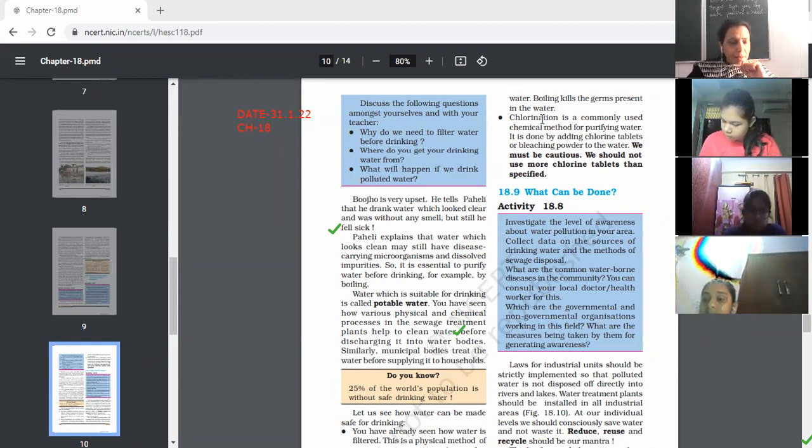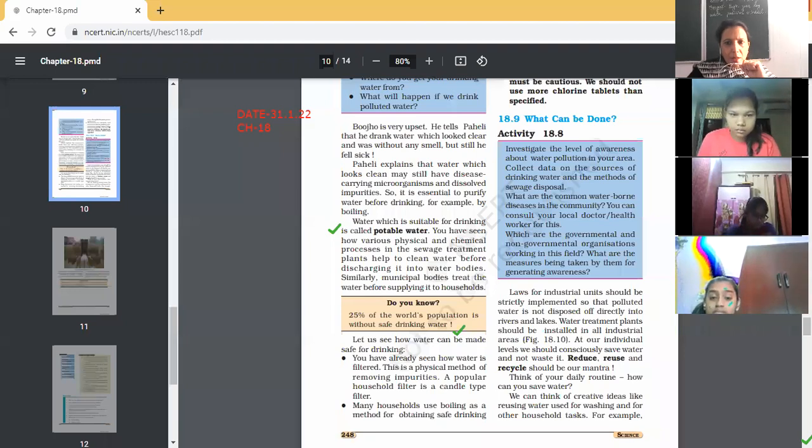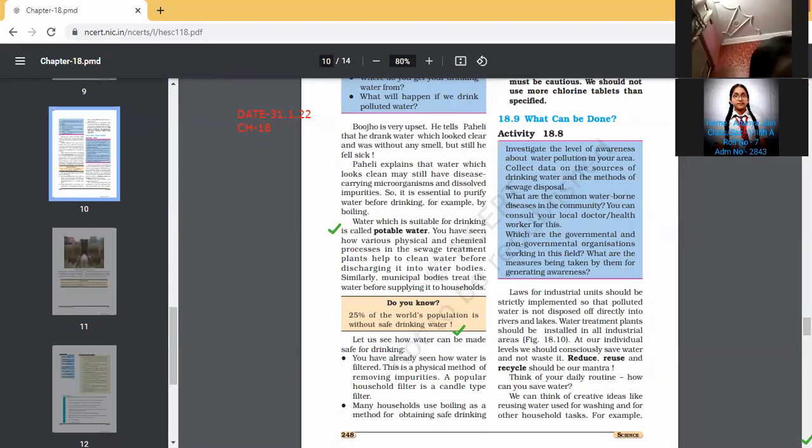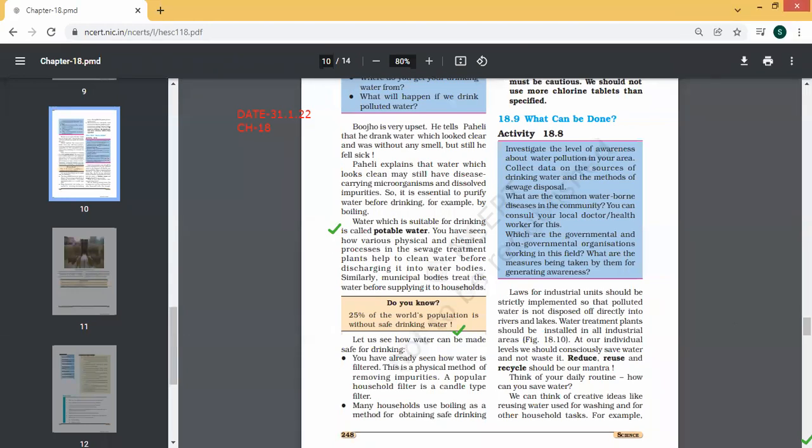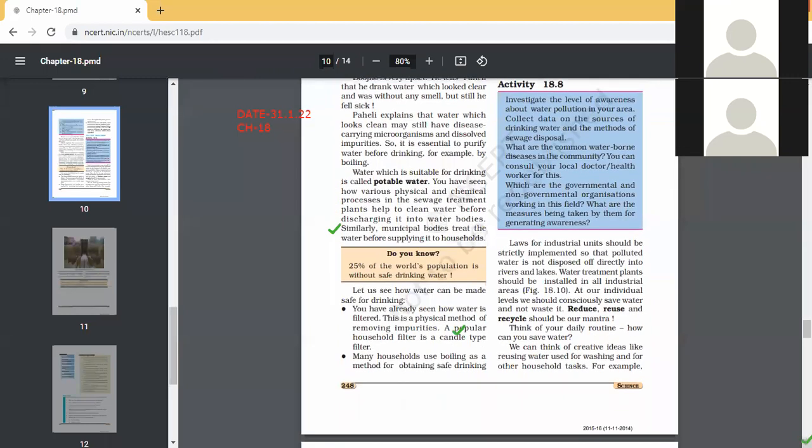In class 7, we had read in the last chapter how wastewater is treated. So it is followed by different steps. Physical, chemical, and biological steps are followed. Okay. So this was your potable water. I think the last part is left. That is what can be done to reduce the wastage of water and how the water can be treated in the plants? We can reduce, reuse, and recycle the water.